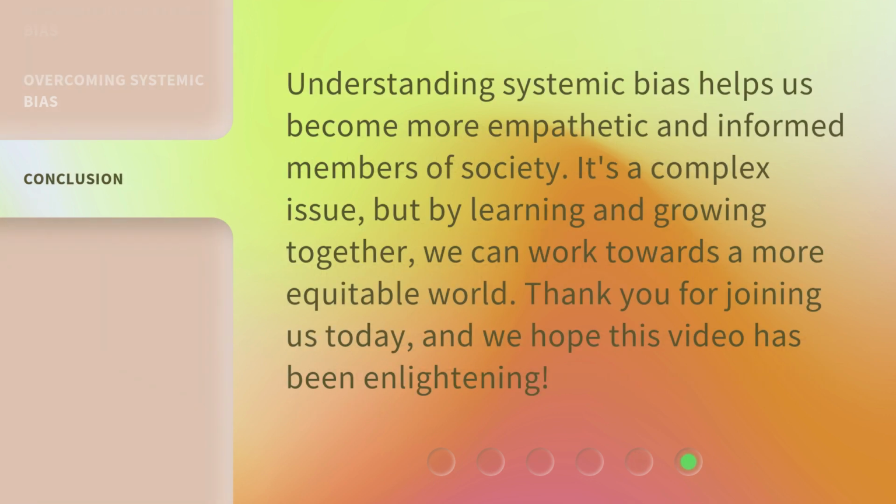Understanding systemic bias helps us become more empathetic and informed members of society. It's a complex issue, but by learning and growing together, we can work towards a more equitable world.